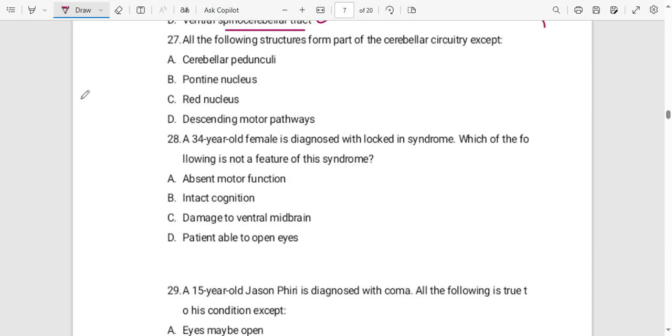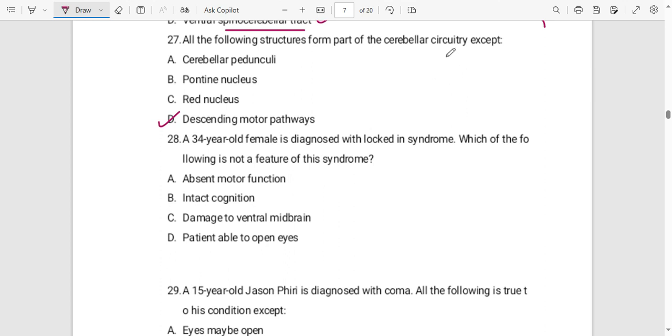All the following structures form part of the cerebellar circuitry except: cerebellar peduncle, pontine nucleus, red nucleus, descending motor pathway. Anyone that can help? Descending motor pathway. Thank you.